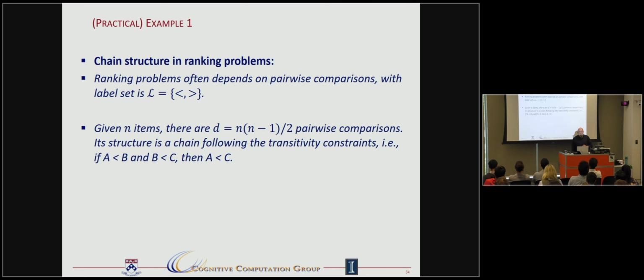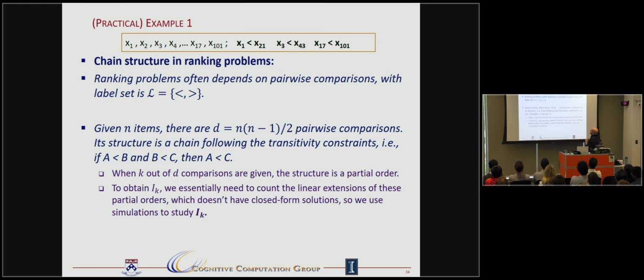Here is one case. Think about the chain structure in ranking problems. Basically I have 2 labels, less than or greater than. Given n items, there are n choose 2 labels that I need to assign, all pairwise comparisons. And if I gave you k of them, it becomes a partial order problem. So think about it this way. I have these 101 variables there, and I gave you just these 3 orders. It leaves a lot of options. Now, in fact, to compute i_k, really I need to count linear extensions of these partial orders. We don't know how to do this. There's no closed form as far as I know, but we can use simulation and study i_k this way.